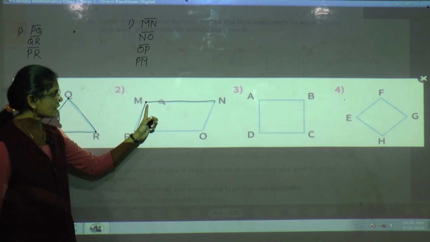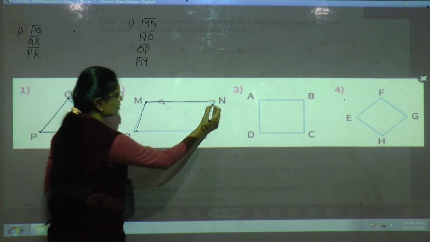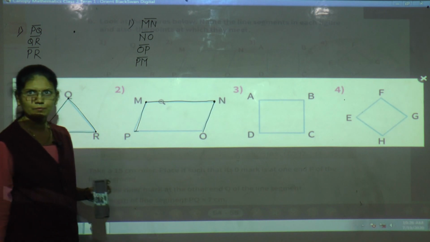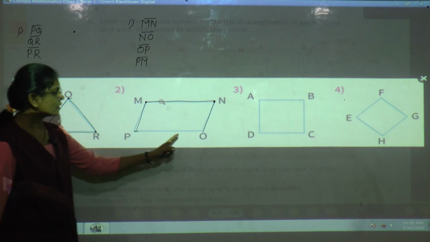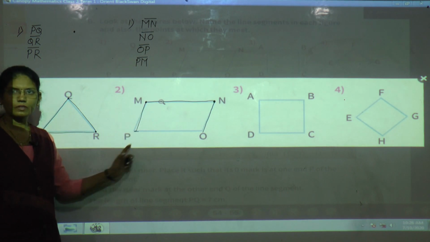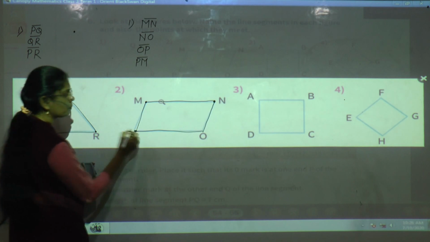Now see the second line segment MN and third is NO. These two line segments can meet at point N. Okay. Then line segment OP and PM. These two line segments can meet at point P.